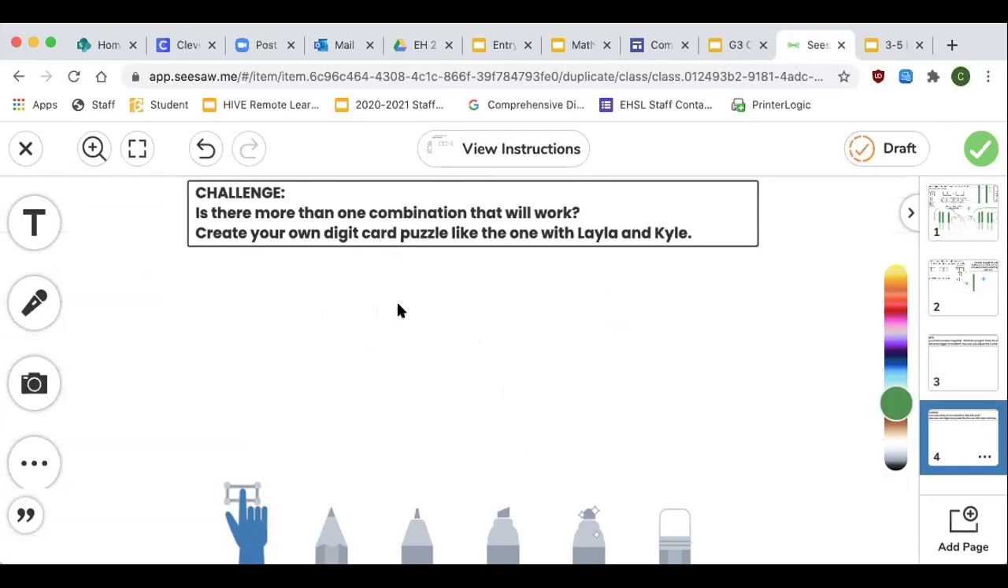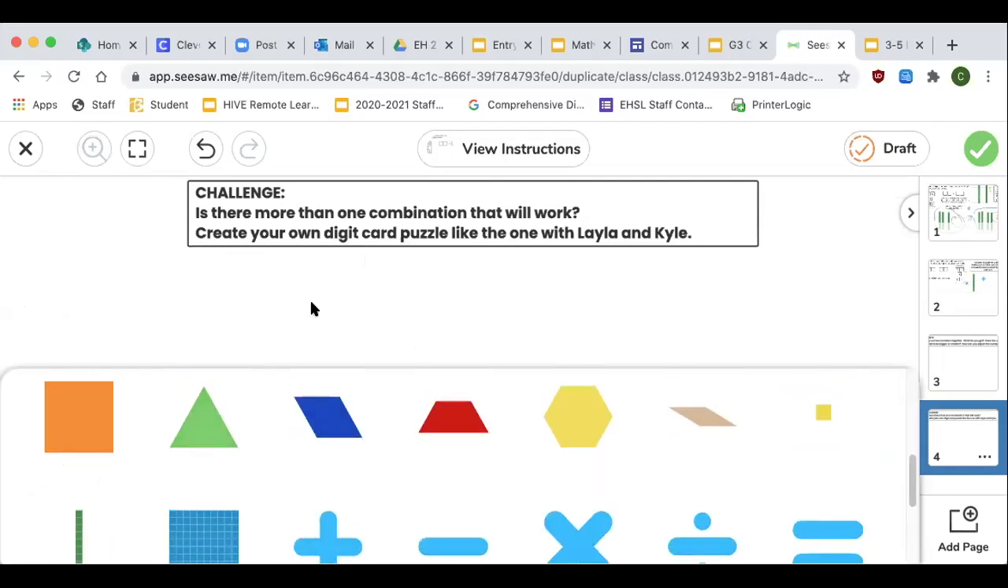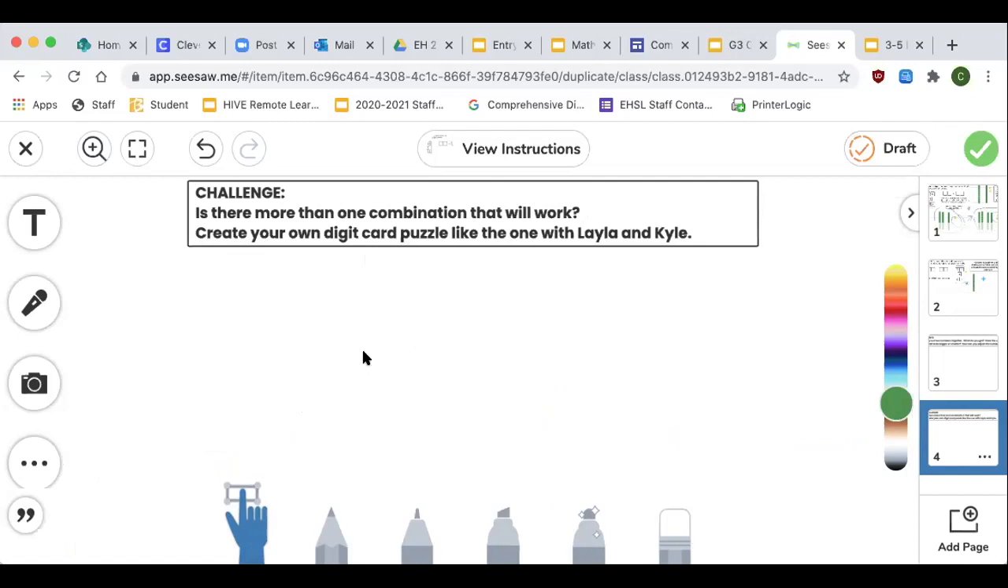Now here's your challenge. Is there more than one combination that will work? So I want you to think about creating your own puzzle, just like the one with Layla and Kyle. So 3 dots in our shapes. Can you create your own problem that fits the answers? Now, again, this is the challenge. This is not a required choice today.